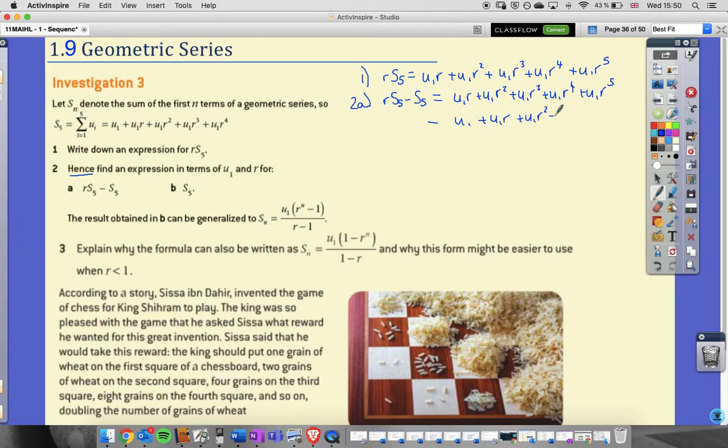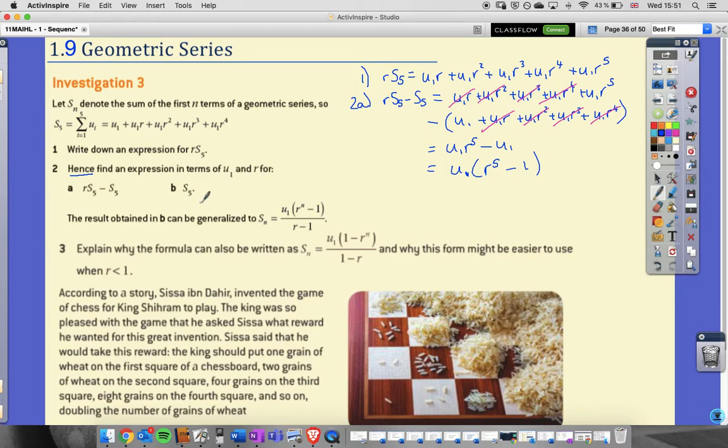And hopefully you've already noticed that a lot of this will cancel. So I'm going to take this and I'm going to subtract this. And what we'll see is that this term will cancel with that. This will cancel with that, and so on. And all we're left with is u1 r to the power of 5 minus u1, which of course we could take a factor of u1 out, r to the power of 5 minus 1.